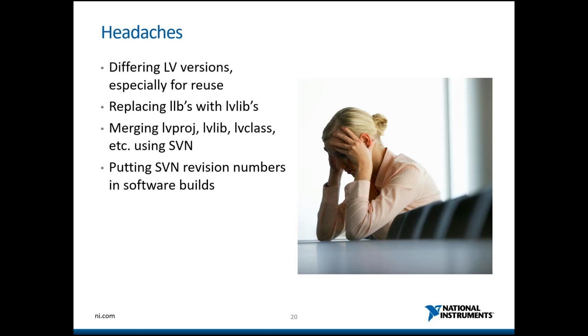Putting SVN revision numbers in software builds. Basically, what would happen is you check it out, you go to make your build, and you're at version 15, the SVN version right now. You update your number in your build and run your build script. Okay, great, you just built version 15. That's fine. You go to check it back in, and if you checked out version 15 and check it back in, now it's version 16. But the other problem is you don't know what version it's going to be, because somebody else could have checked something in in the meantime.